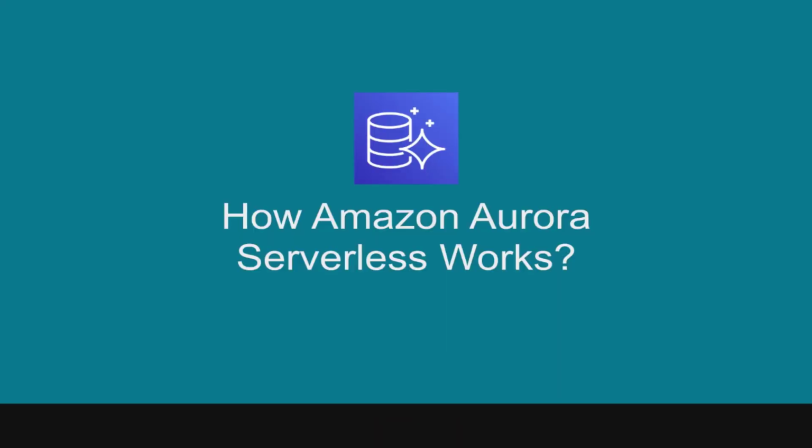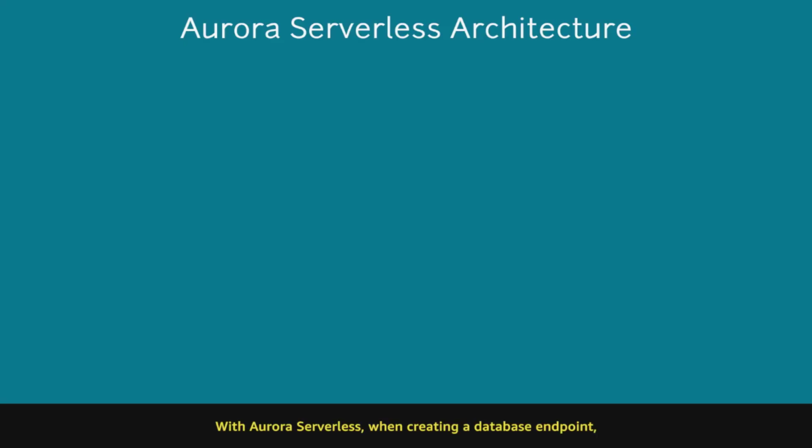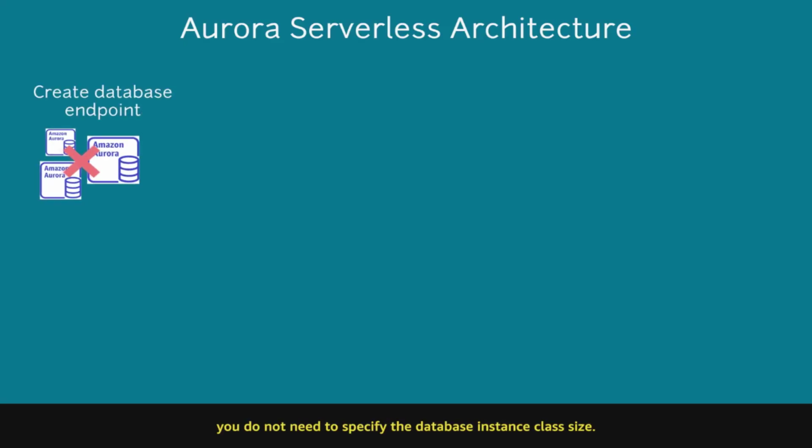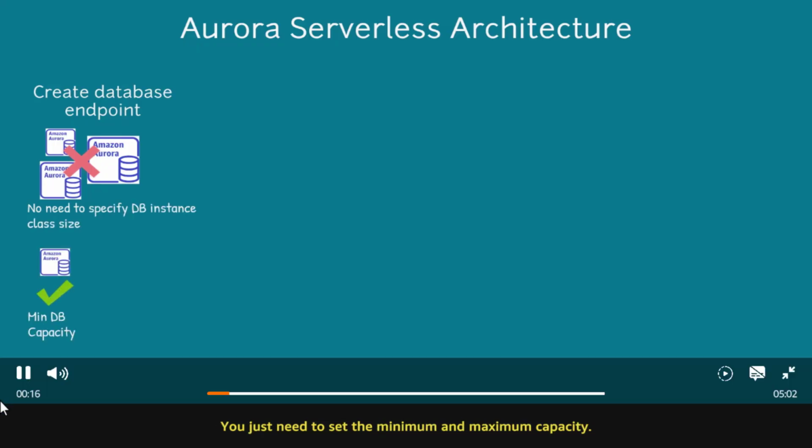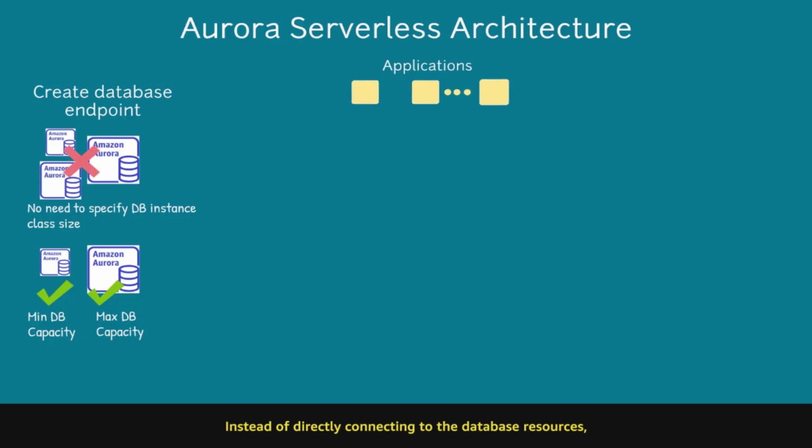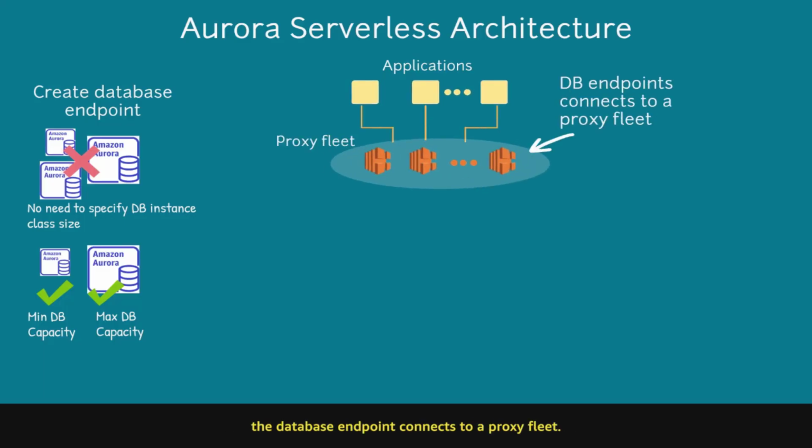Amazon Aurora Serverless works? In order to understand how it works, let's look at the Aurora Serverless architecture. With Aurora Serverless, when creating a database endpoint, you do not need to specify the database instance class size. You just need to set the minimum and maximum capacity. Instead of directly connecting to the database resources, the database endpoint connects to a proxy fleet. Database client applications don't need to change to use the proxy fleet.